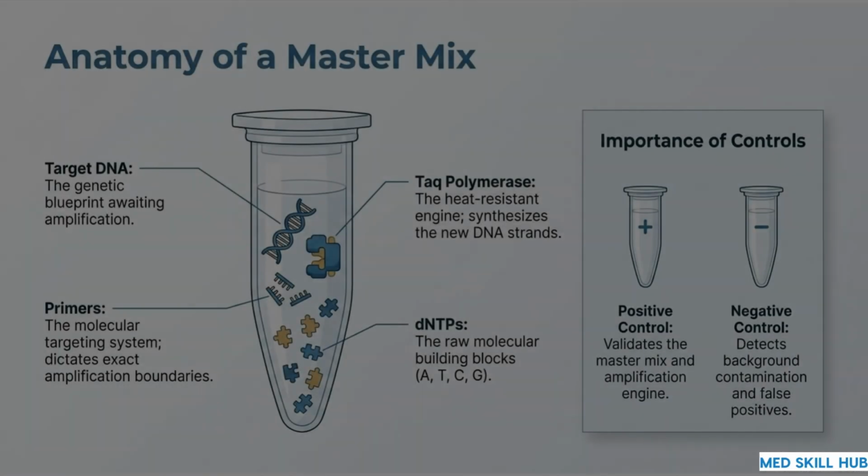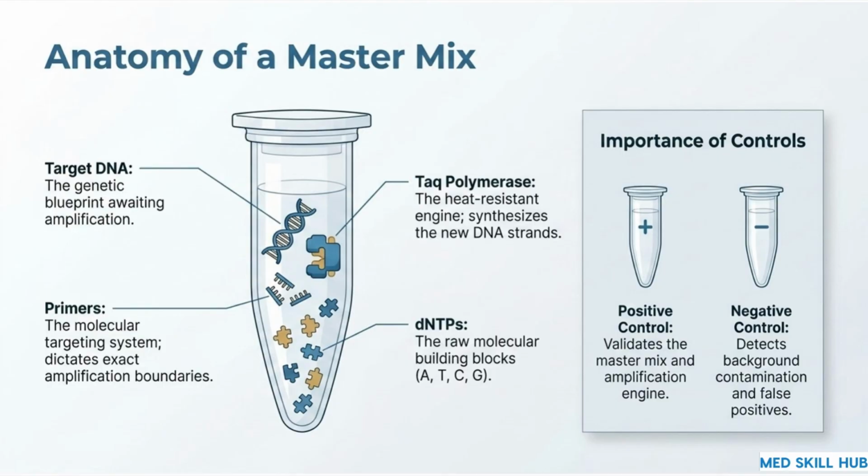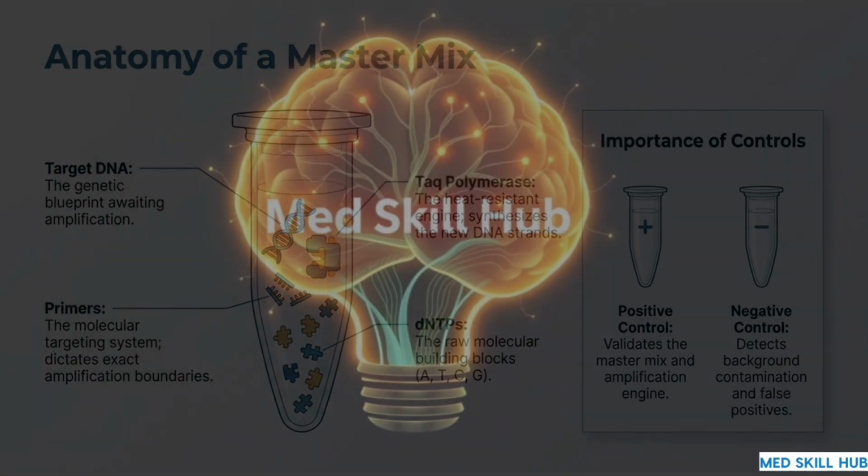Let us look at the anatomy of a master mix. At the heart of PCR is the target DNA. This is the genetic blueprint that we want to amplify. It may come from a virus, bacterium, parasite, or human cell.